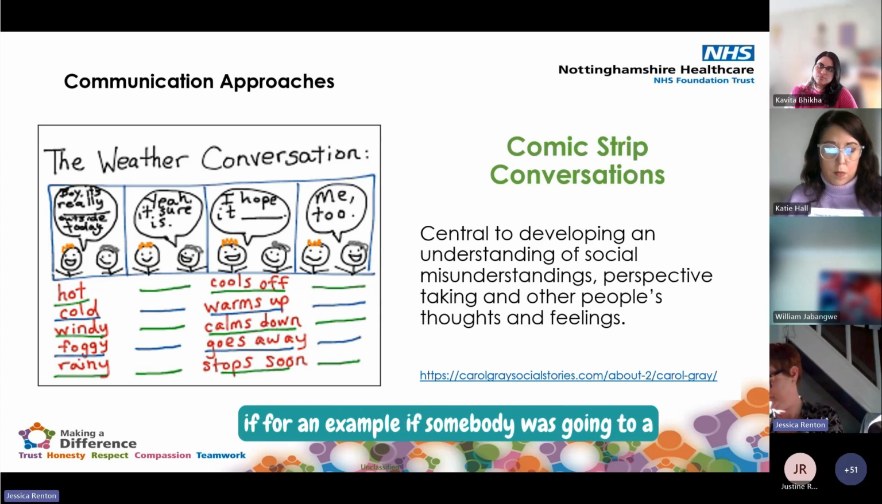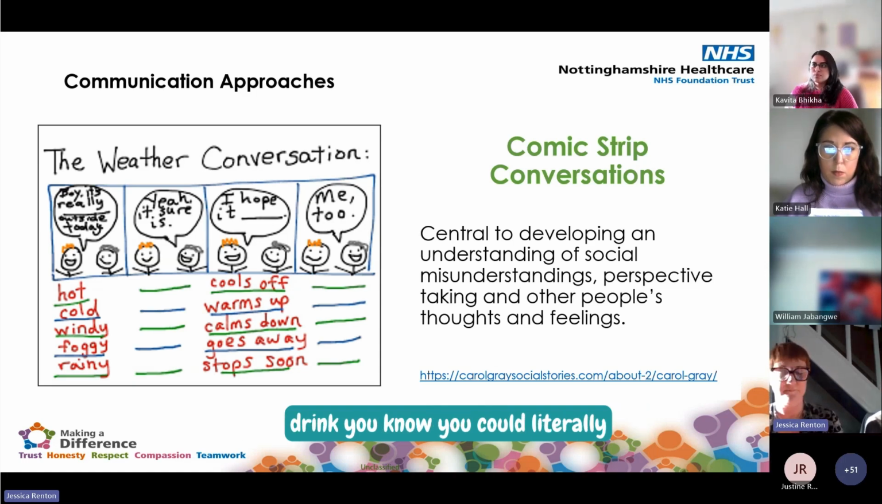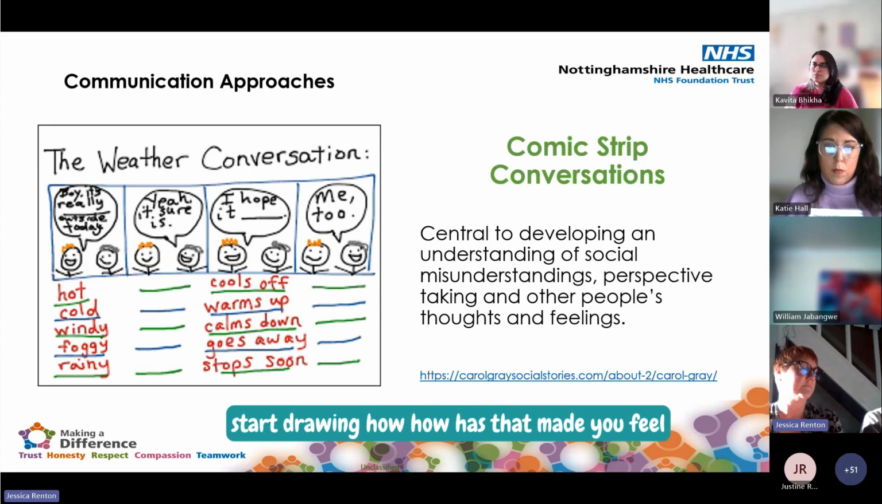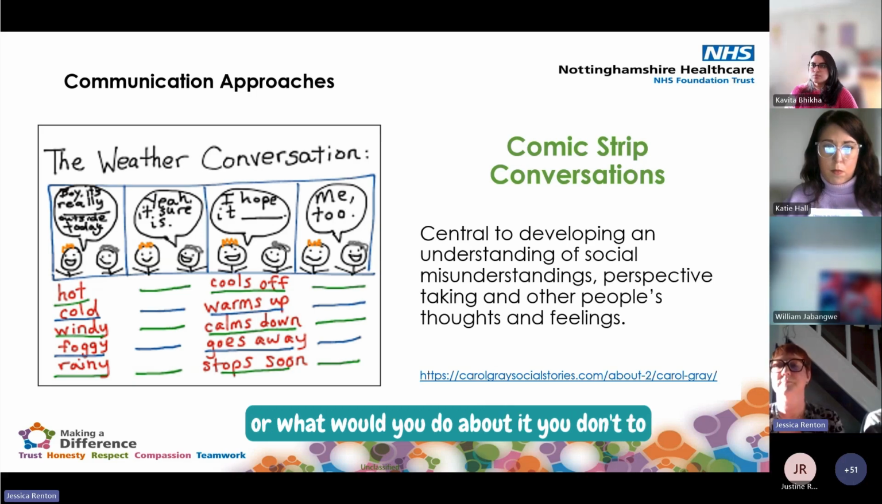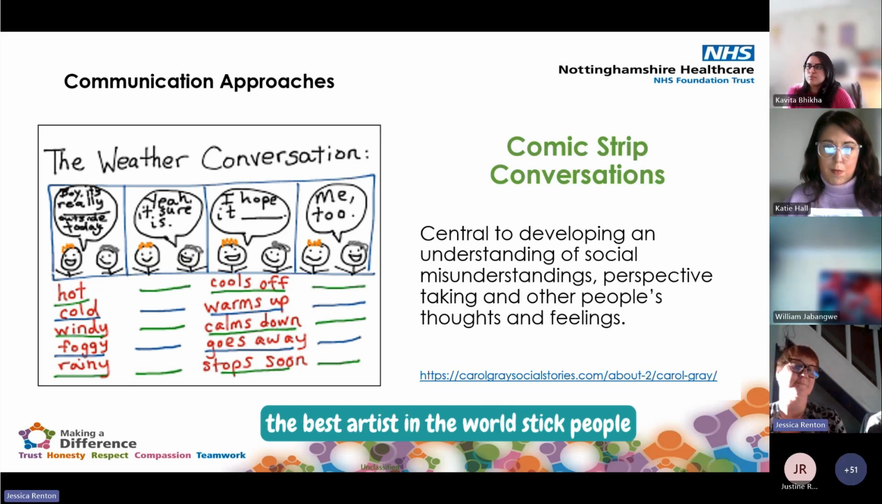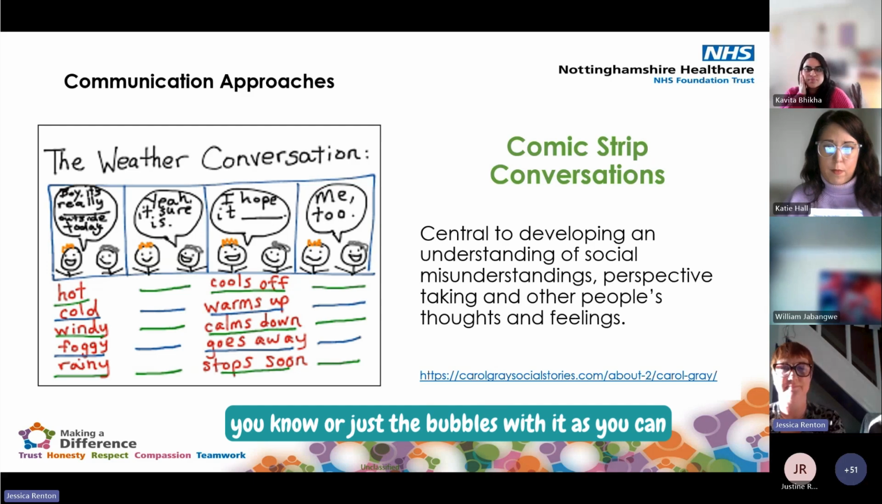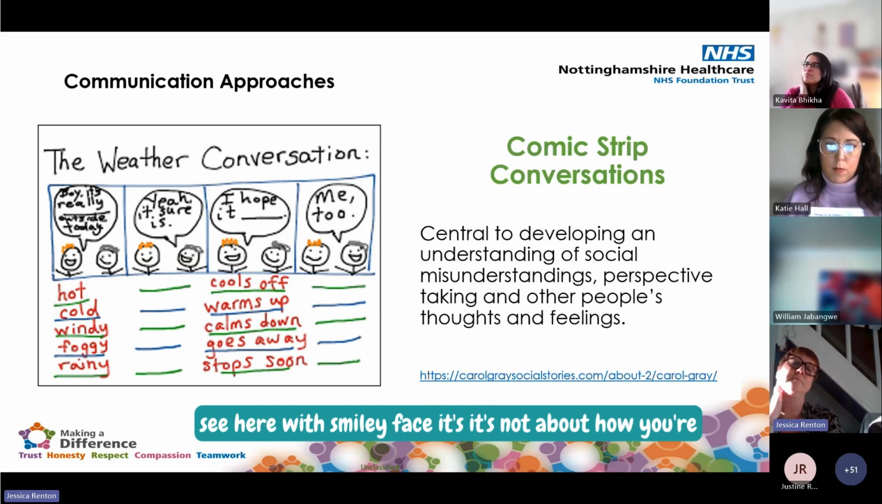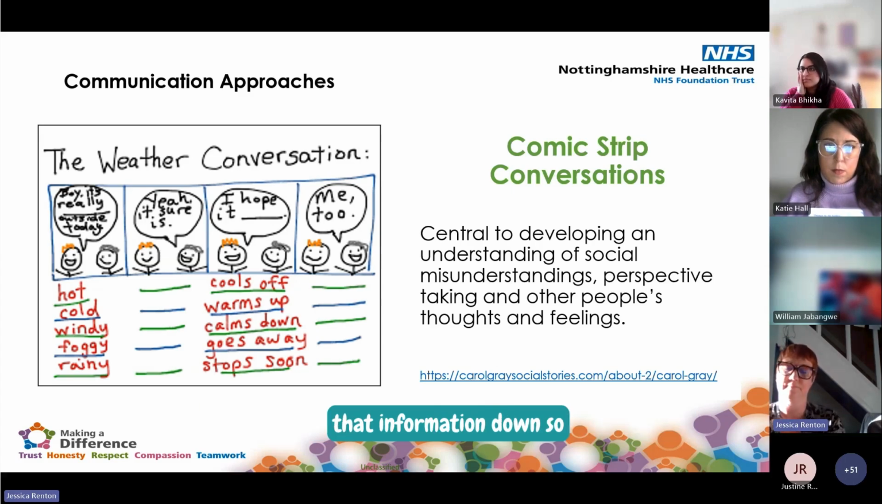It's quite good if, for example, somebody was going to a coffee shop and they were given the wrong drink, you could literally start drawing how that made you feel, or what you would do about it. You don't need to be the best artist in the world. Stick people, or just the bubbles, as you can see here with a smiley face. It's not about how amazing it looks. It's about being able to break that information down so it's comfortable for the person.